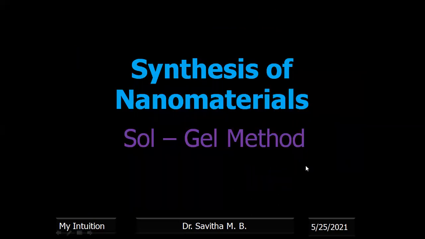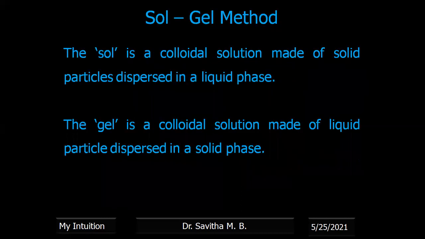Now let us discuss the synthesis of nanomaterials. The first method is the Sol-Gel method. This is a bottom-up process. For this synthesis, we should first understand what a sol is and what a gel is. Sol is a colloidal solution in which solid is dispersed in a liquid phase. Here the solid particles are dispersed in the liquid phase, and the liquid phase will be in more volume.